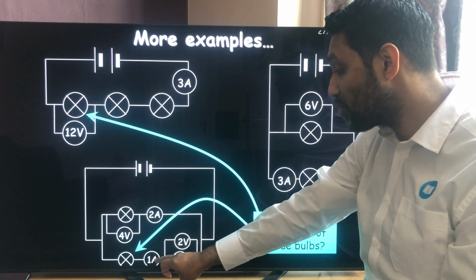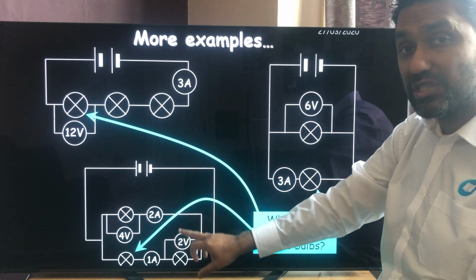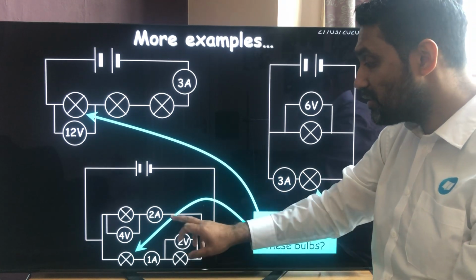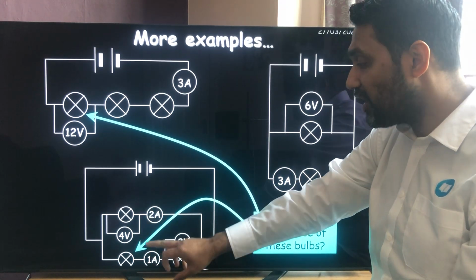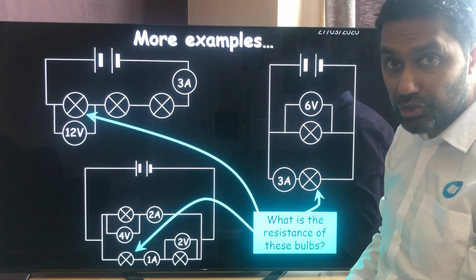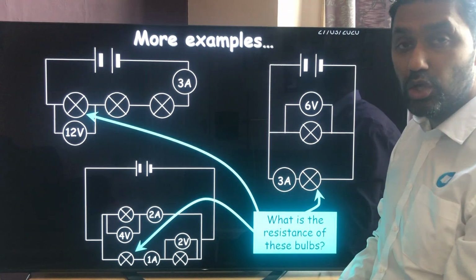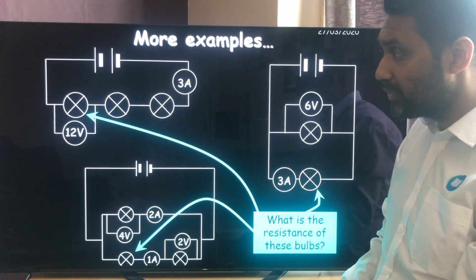The current is 1 amp, and we want to know the resistance of that bulb. And the resistance is the voltage divided by the current. The voltage is 2, divided by the current, which is 1. 2 divided by 1 equals 2. So the resistance of that bulb is also 2 ohms.